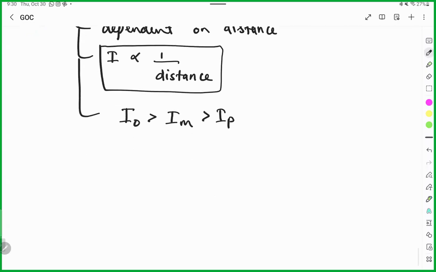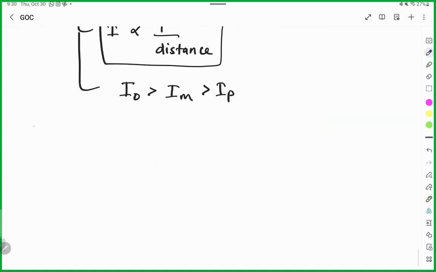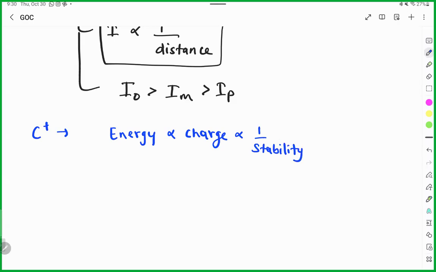Correct. So when we talk about how we apply this inductive effect, you will see in the case of carbocation, you always know whether it is resonance or hyperconjugation or inductive effect. Energy is directly proportional to the charge: more energy, less stability. Because in this chapter we'll talk about stability, and see how stability is affected.